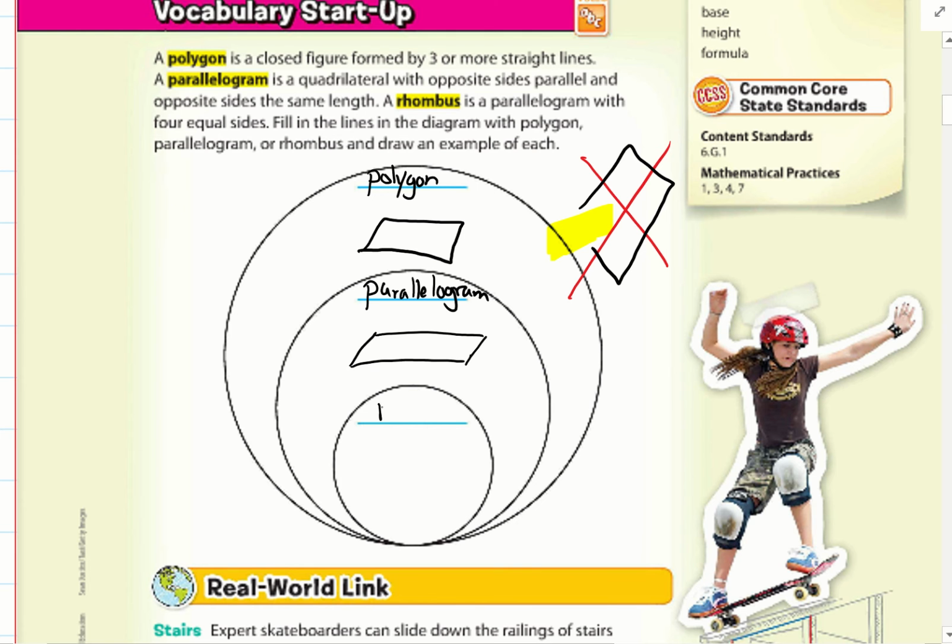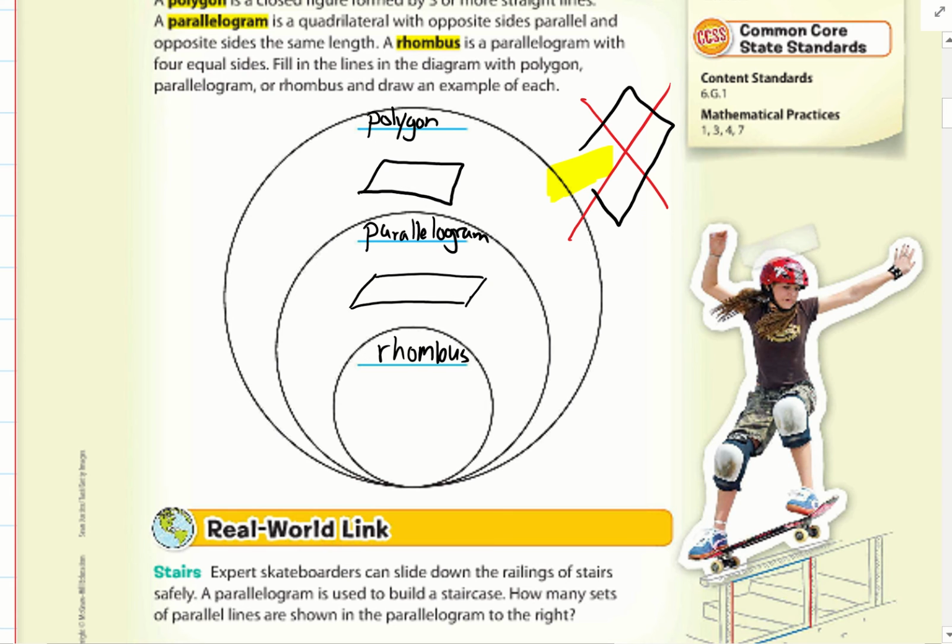The last one is a rhombus. If I read the rhombus again, a rhombus is a parallelogram with four equal sides. So I have to make all my sides equal. Another example would be a square.